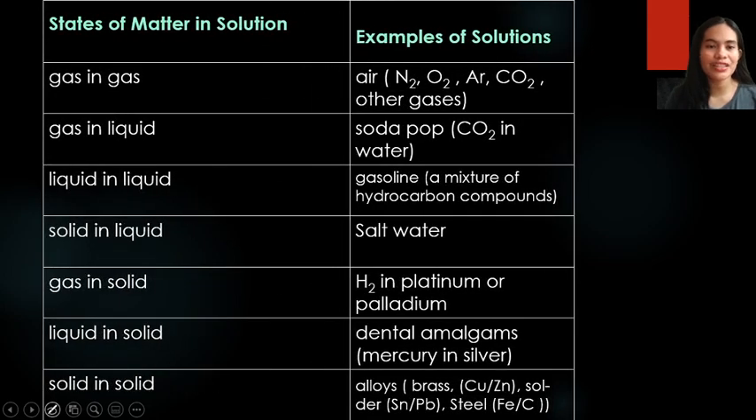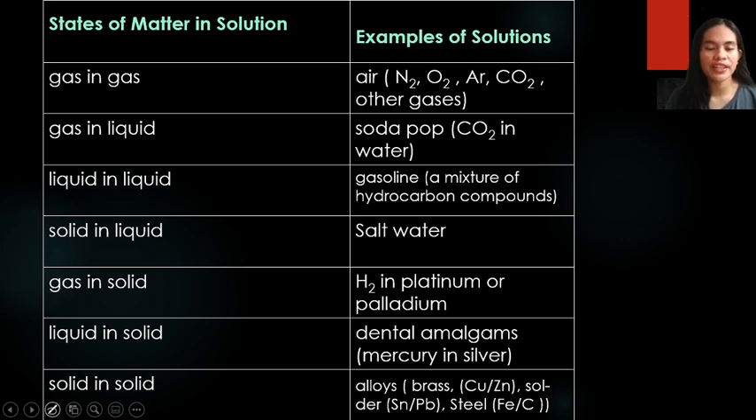Alright? We also have here the states of matter in solution. So, we have gas in gas. Examples are air, nitrogen gas, oxygen gas, argon gas, carbon dioxide, and other gases. So that's air, the components of air. We also have here gas in liquid, so that's soda pop. When we say soda pop, that's carbonic acid or carbonated water, a combination of carbon dioxide and H2O.